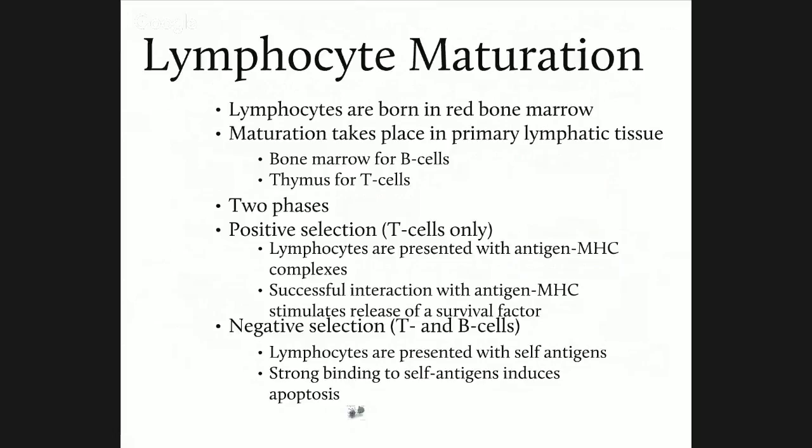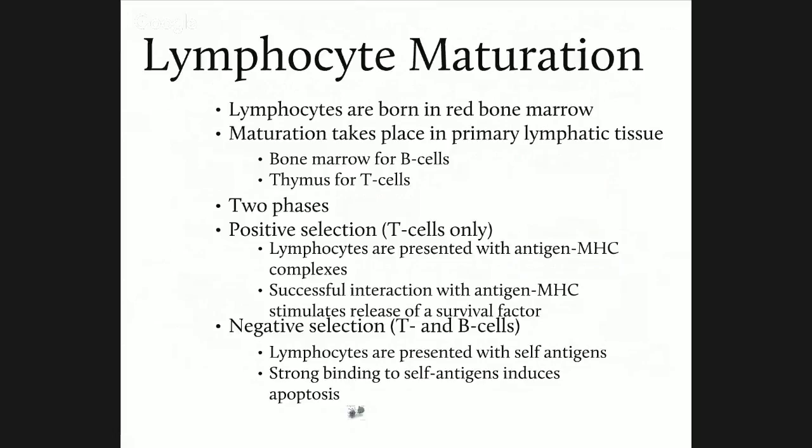Now, maturation, in whichever of these locations it takes place, is making sure the cells are prepared to do what they need to do when they go out to be the attack cells, so to speak, in your immune system. There are two phases of maturation. The first one's called positive selection. This next one's called negative selection. And it's selecting for cells to survive.